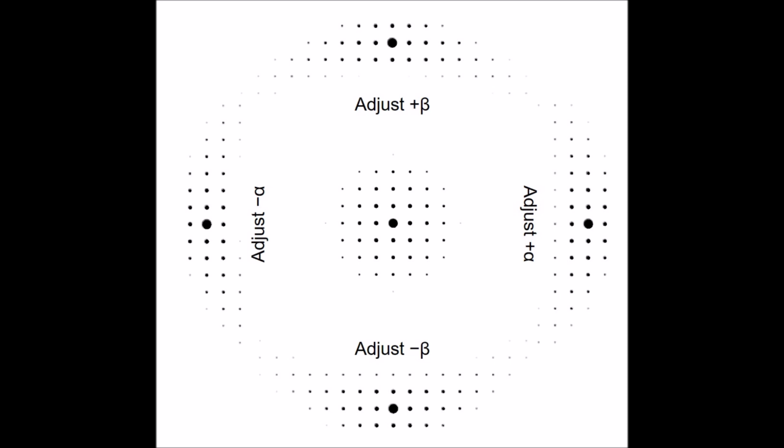So what exactly is a tilt map? Well, a tilt map is something that you can use to tell you how you need to tilt the stage to align a single crystal with the zone axis, depending on how the diffraction pattern appears.